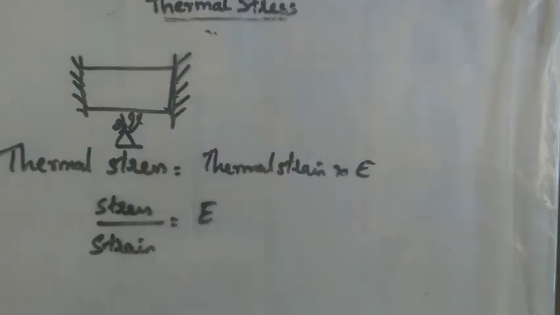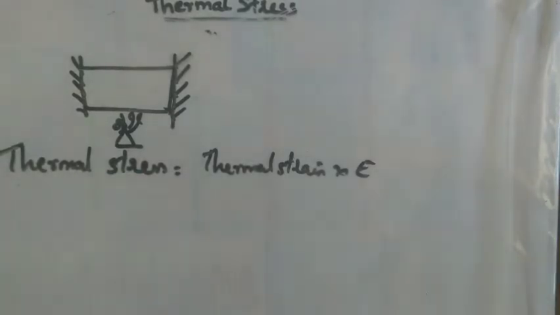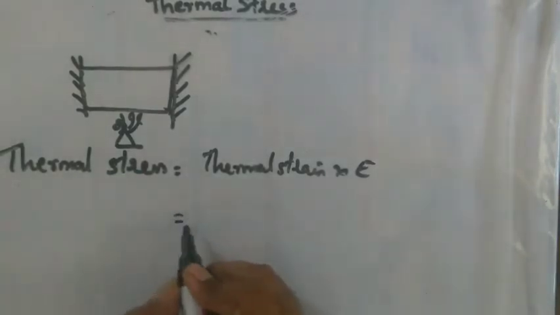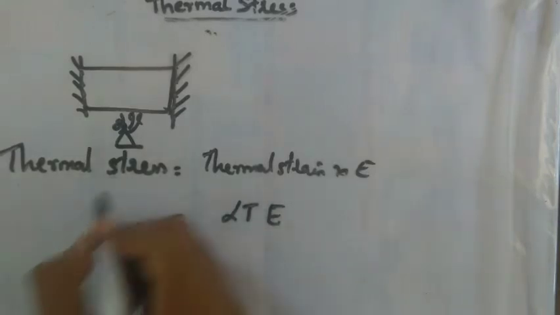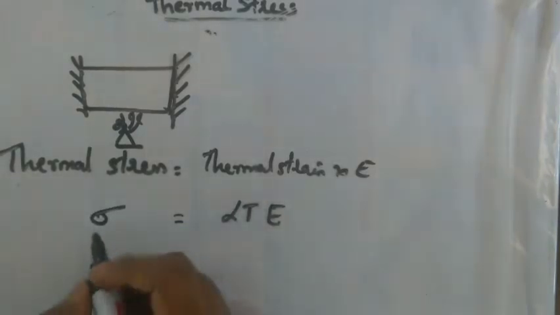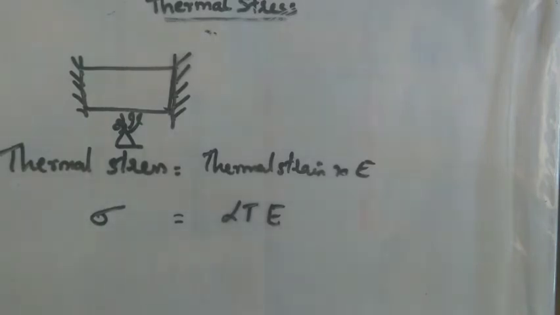Let's wrap this up. We saw the expression for strain, that is alpha T, and E is Young's modulus. So the expression for thermal stress is alpha T E. We saw what is thermal stress and what is thermal strain, and we saw the expression for elongation delta L.